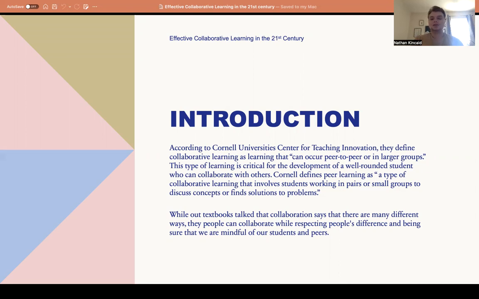Cornell also defines peer learning as a type of collaborative learning that involves students working in pairs or small groups to discuss concepts or find solutions to problems. So again, it can be used for almost anything. It could be guided reading peer-to-peer. It could be math, history, science, English, all sorts of different things can be used for collaborative learning.